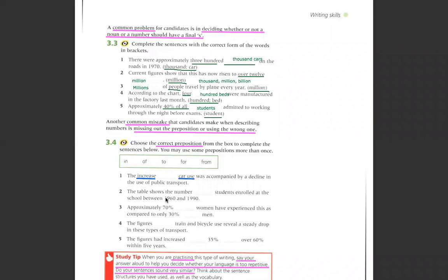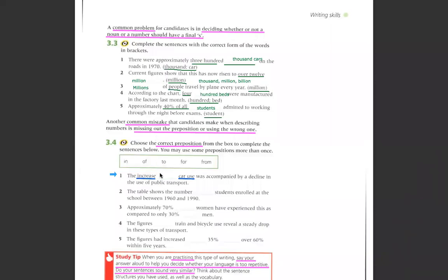Another mistake that you can make with numbers is using the incorrect preposition. So let's have a look at these 5 sentences, and I want you to fill them in with the correct preposition. Okay, you can use each one more than once. So which preposition would we use for number 1? Be careful here, this isn't an increase and then car, we're looking at increase and car use. So it's not increase and just car, but car use. So the thing that's increasing here is car use.